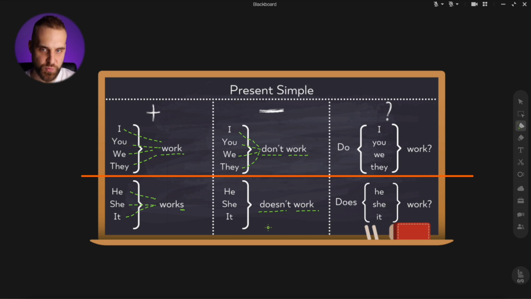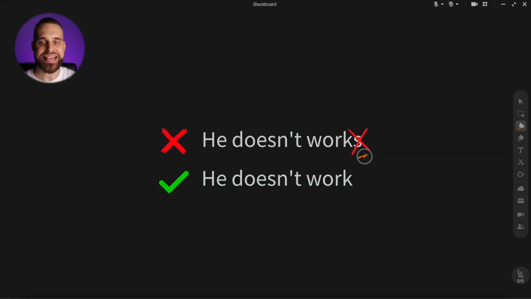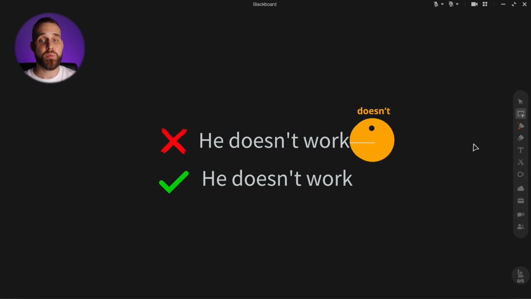And here is something important. We do not add s to the verb anymore. You can imagine this. Doesn't eats the letter s from the verb. So that's why we say he doesn't work, not he doesn't works. Now it's practice time. Choose the correct version of the sentence.